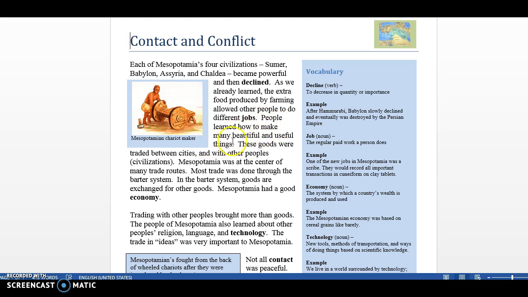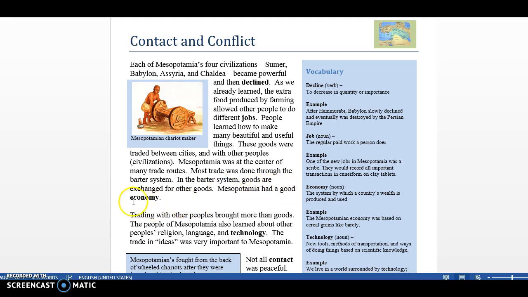People learned how to make many beautiful and useful things. These goods were traded between cities and with other peoples or civilizations. Mesopotamia was at the center of many trade routes. Most trade was done through the barter system. In the barter system, goods are exchanged for other goods.